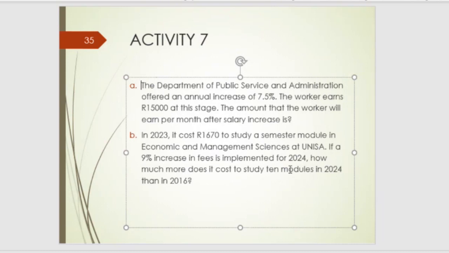The Department of Public Service and Administration offered an annual increase of 7.5%. If a worker earns 15,000 at this stage, how much will the worker earn per month after the salary increase? I put this because it was in the public domain that public servants got an increase of 7.5%.